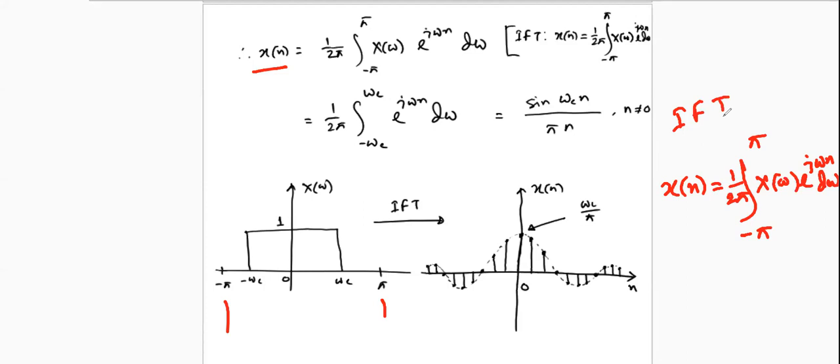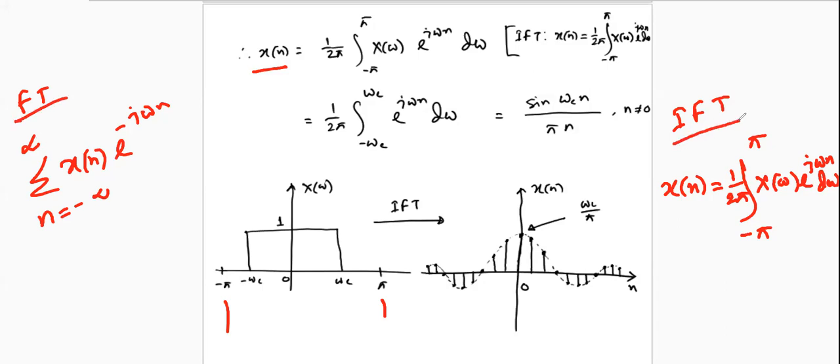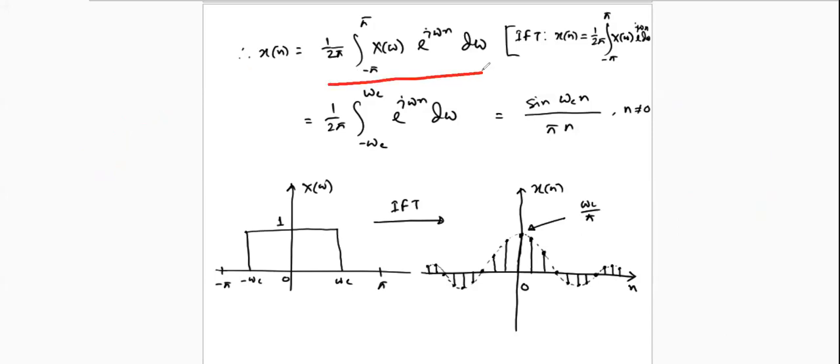If you can recall, the Fourier transform was x[n] e to the power minus j omega n, and make a summation, because x[n] is a discrete value, from n equals minus infinity to plus infinity. That was the Fourier transform, and this is the inverse Fourier transform. I have also mentioned here, this is the definition of the inverse Fourier transform. And now, what is the value of X of omega?